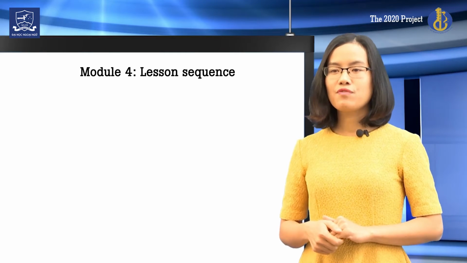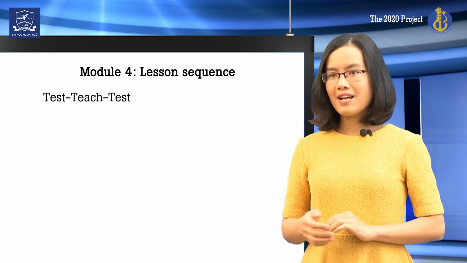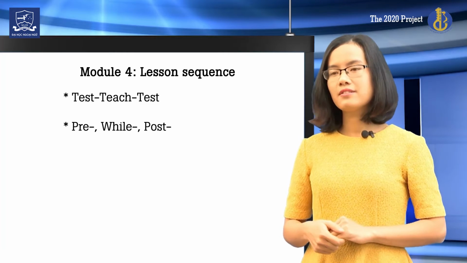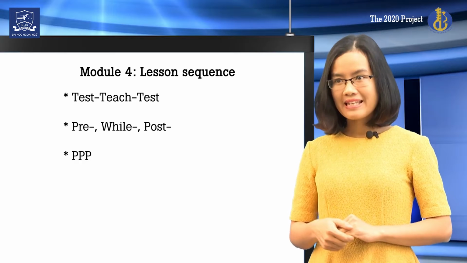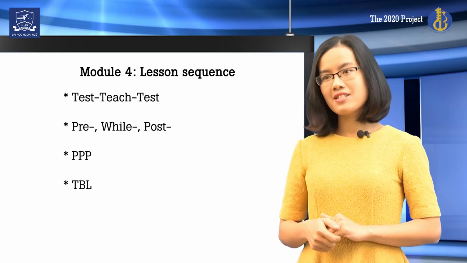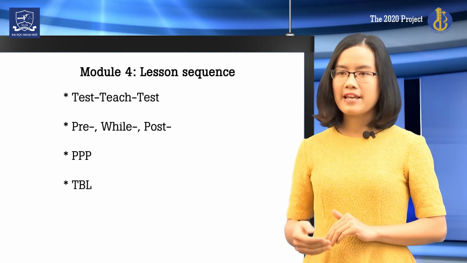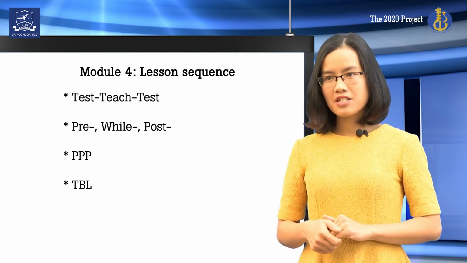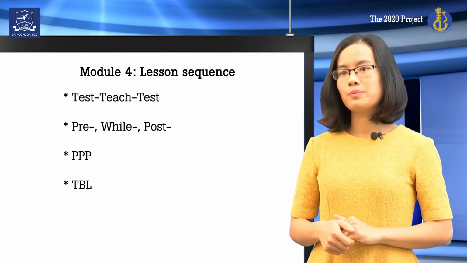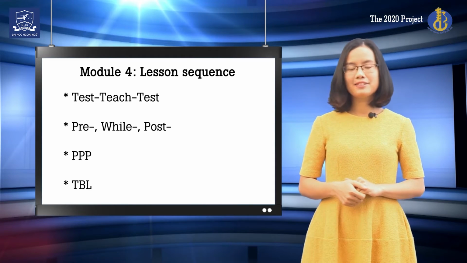Module 4 presented 4 commonly found instructional sequences, which are test, teach, test; pre, while, and post stages; number 3, PPP; and number 4, task-based learning. With test, teach, test, task 1 discovers what learners can do in a certain area. Teach is an attempt to teach the learner some of the things he or she can't do. Task 2 is to check if learning has in fact taken place.